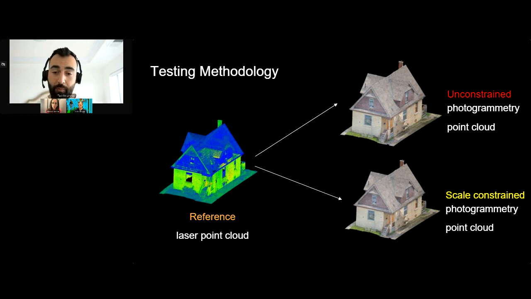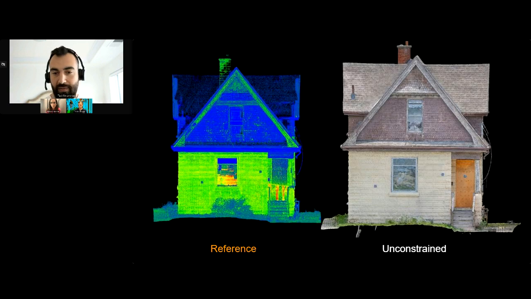The other version of the point cloud that we're going to compare to the laser scan is a scale constrained point cloud. So same data, except now we're giving it one reference of scale. And you'll see why that's important, and you'll see what difference it makes. Here's the basically raw unscaled photogrammetry point cloud beside the LiDAR point cloud. So you can see scale has obvious errors, right? The house appears to be much bigger than what the terrestrial laser scan dimensions show us here.